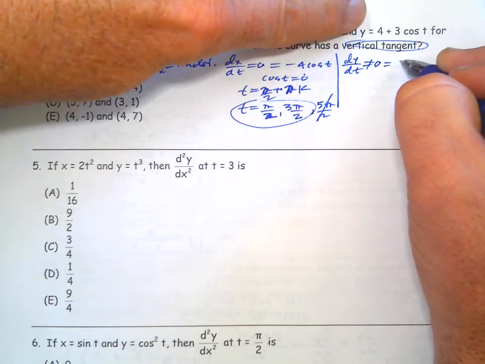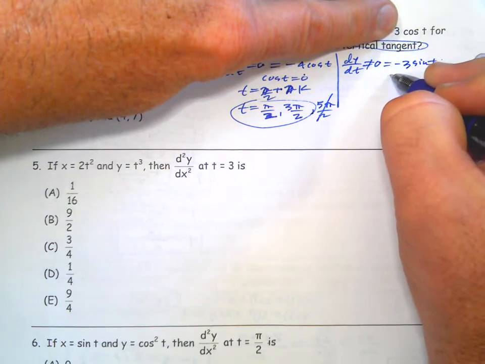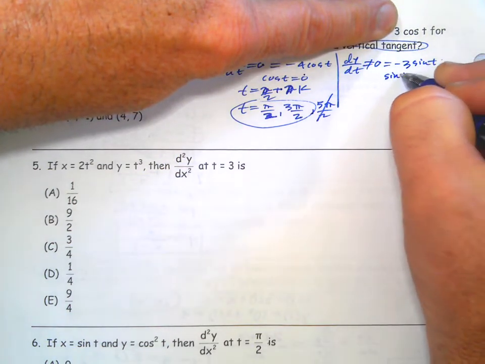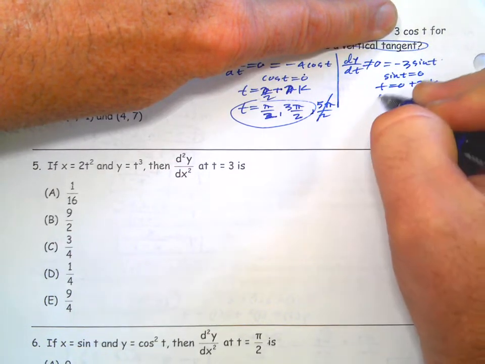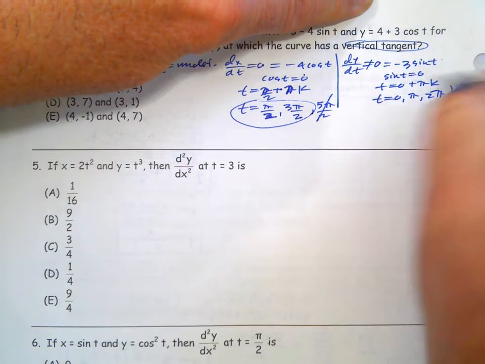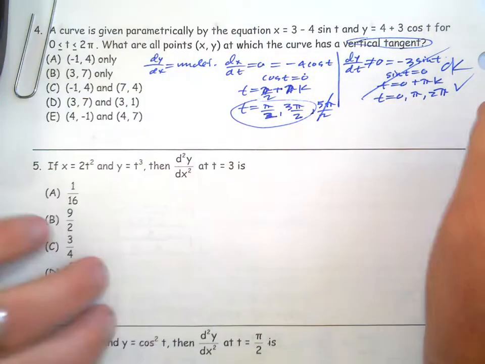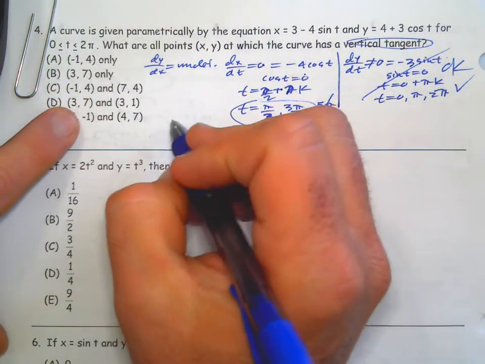It's okay. dy/dt is negative 3 sine t, and that would be 0 when sine t equals 0, which is 0 plus pi k, so 0, pi, 2 pi. So we're good. Now here's the deal. They're not looking for the times, they're looking for the coordinates. So we still have to plug these back into the original equation.